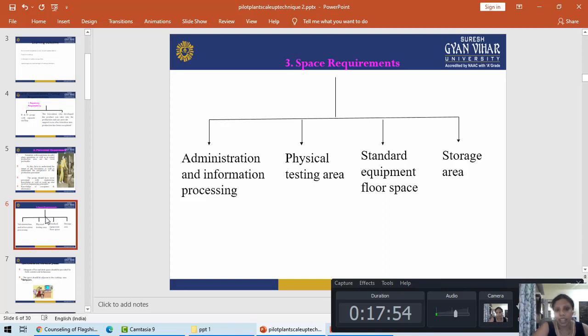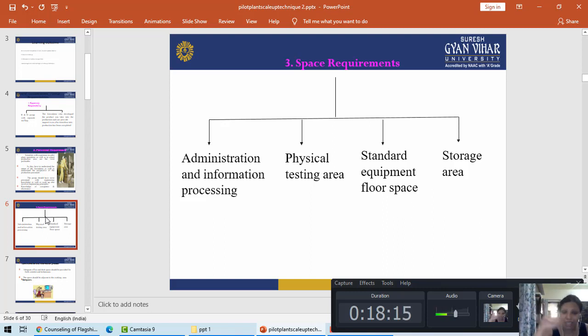Yeah. Administration area, physical testing area, standard equipment area. Now think, what are the requirements? You have to think about all these things and understand them, then write. For administration and processing area, think about why the space requirement is there.